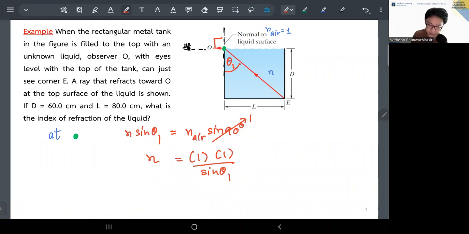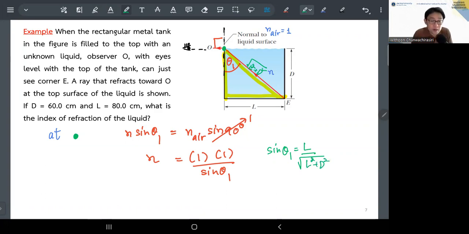And that can be done quite easily, because if you look at this triangle over here, you will be able to figure out that the sine of theta 1 is just the opposite over the hypotenuse there. So it's the square root of L squared plus D squared.